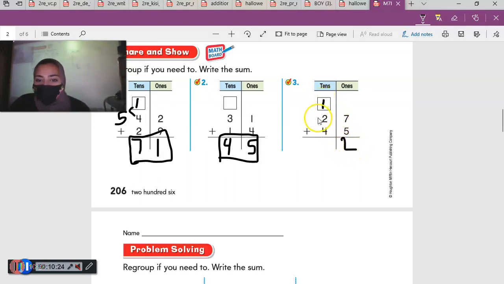Now, 1 plus 2 is what? 3. And 3 plus 4 is, well, what's 3 plus 3? 6. Very good, Leah. And what's 6 plus 1 more? 7. So what is 3 plus 4? 72. 72.